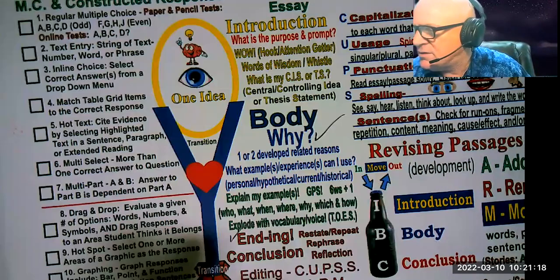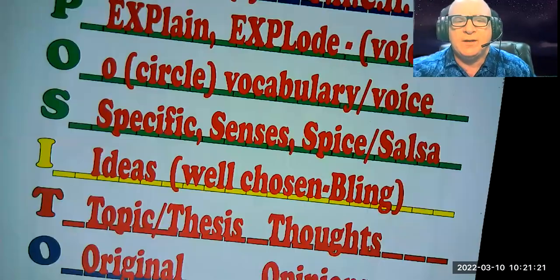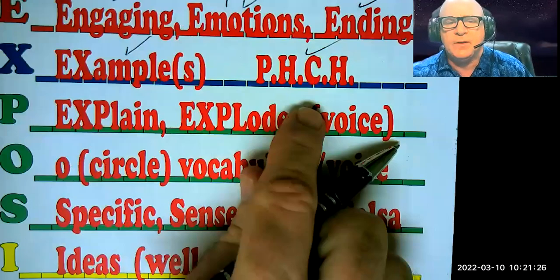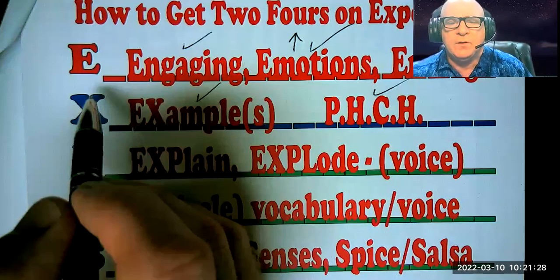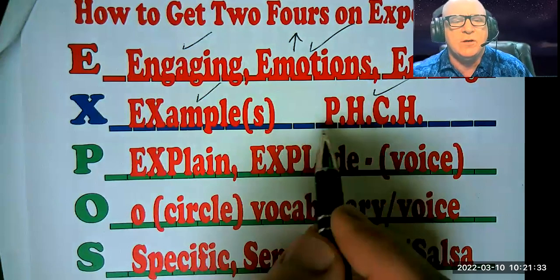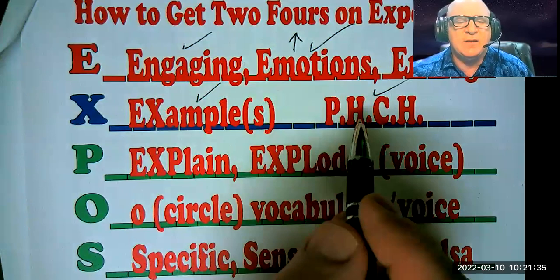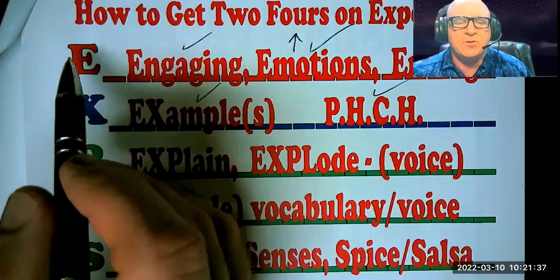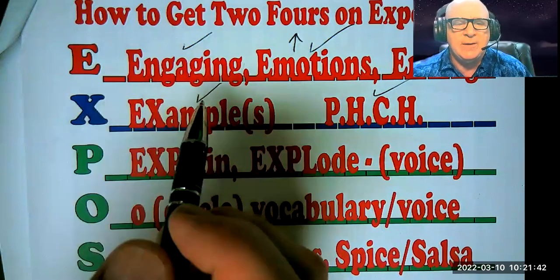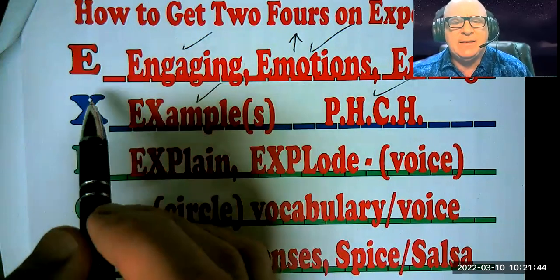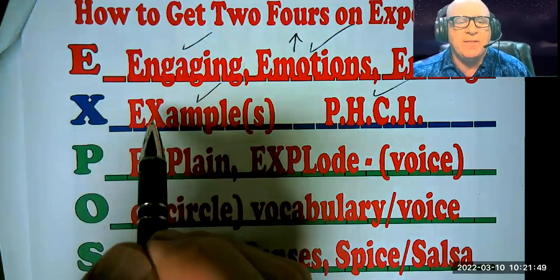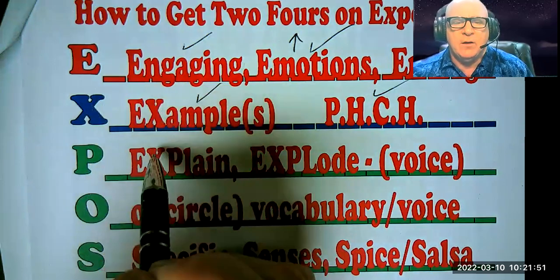So we've discussed that. What examples can you use? The first 2 letters of expository, EX. How to get to a 2. I can use a personal, hypothetical, current event, or historical example. The problem is some kids give lots of examples, but they don't try to go from a 2 to a 3. They just give a big list of different examples, but never explain any of them. And so I call that exampletory.